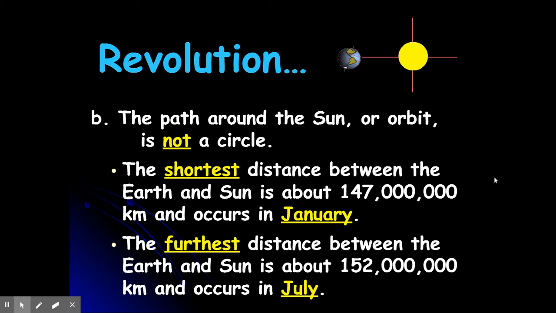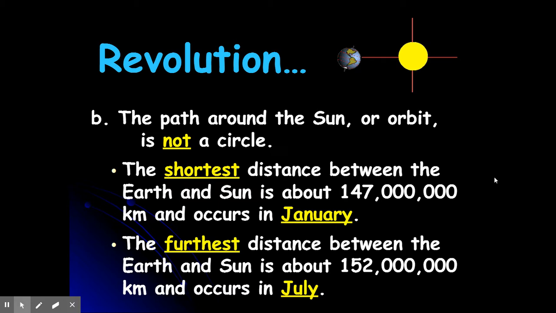The path around the sun is not a circle, as I showed you earlier. The shortest distance between the Earth and sun is about 147 million kilometers and occurs in January. And the furthest distance between the Earth and sun is 152 million kilometers, and that occurs in July. And this may be counterintuitive, meaning thinking that when the Earth is closest to the sun, then it's hotter on the Earth, and when the Earth is further from the sun, 5 million more kilometers away, that it is colder. But in actuality, our temperatures do not really fluctuate because of that.